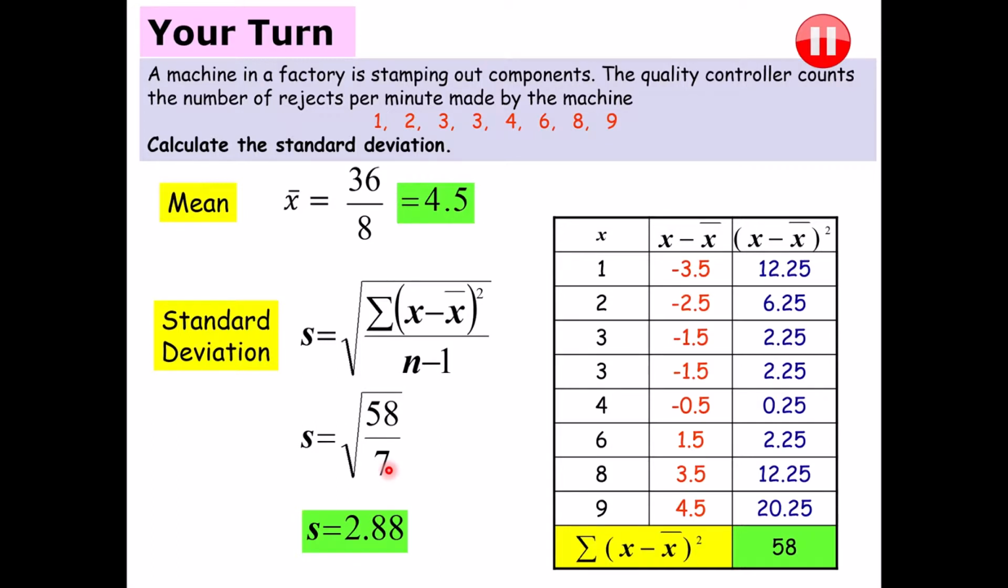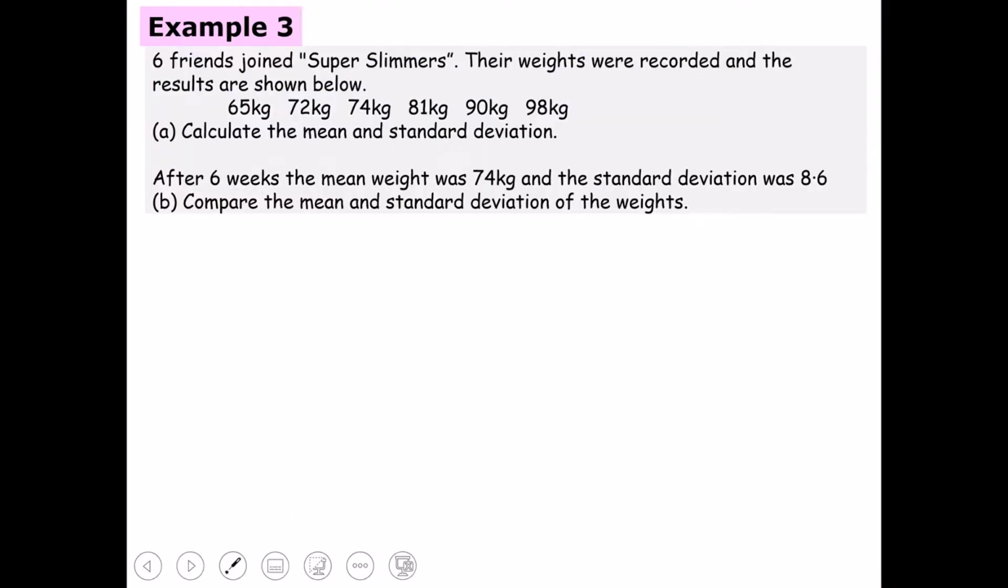Okay, I'm going to show you one more example, combining the comparing data that we looked at at the very start of this presentation, and calculating the standard deviation. So often you might see questions that look like this. Let's say 6 friends joined Super Slimmers. Their weights were recorded and the results are shown below. So their weights were 75 kilograms, 72, 74, 81, 90 and 98. The first task is to calculate the mean and standard deviation. Part B then says after 6 weeks, the mean weight was 74 kilograms and the standard deviation was 8.6. That is when we're being asked to compare.